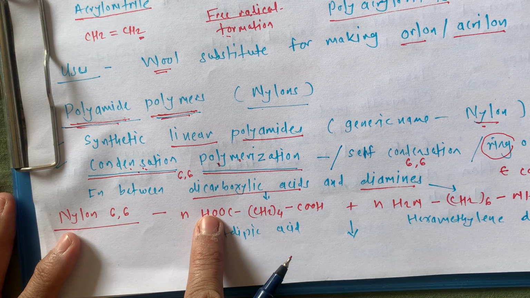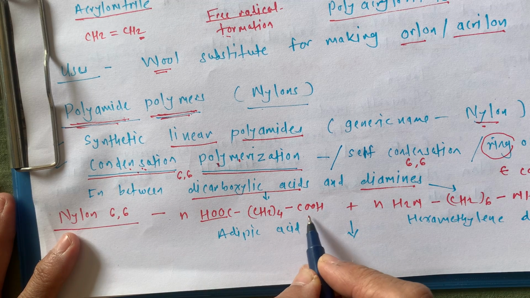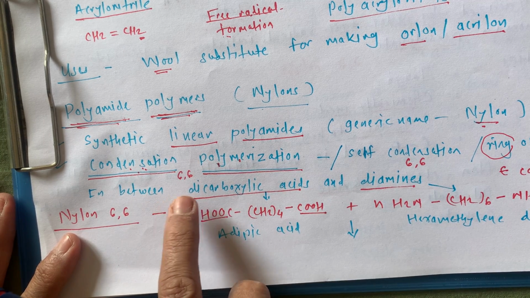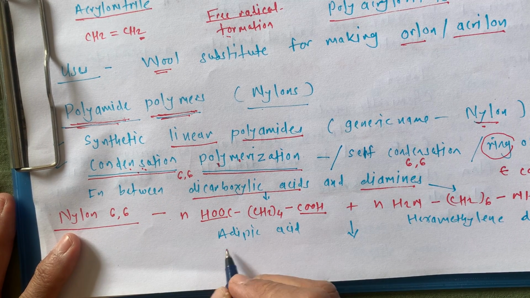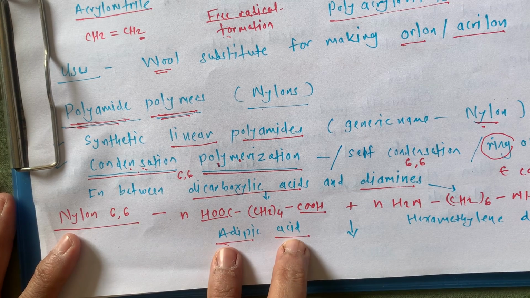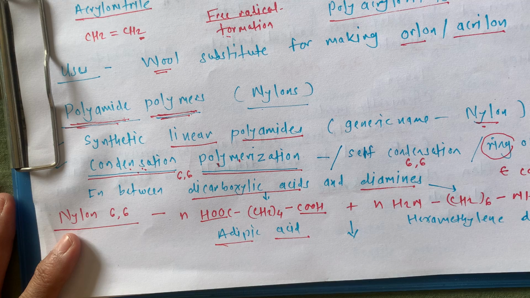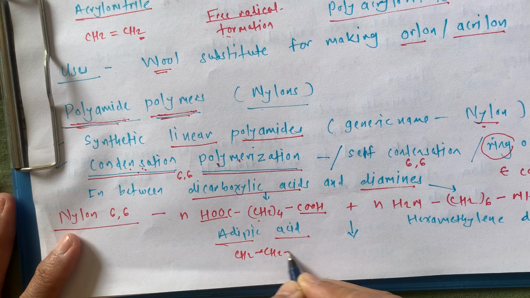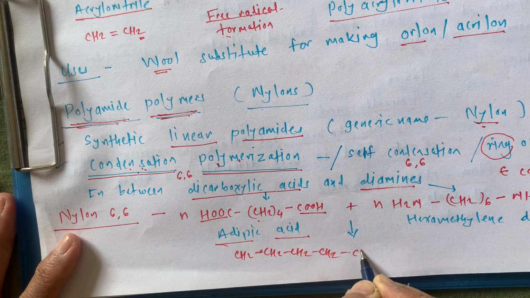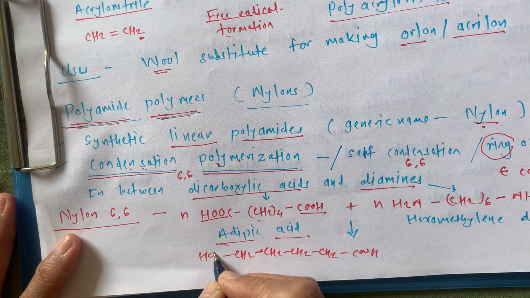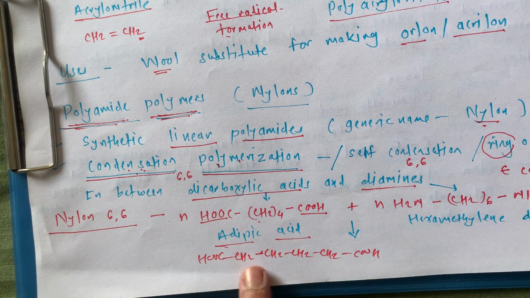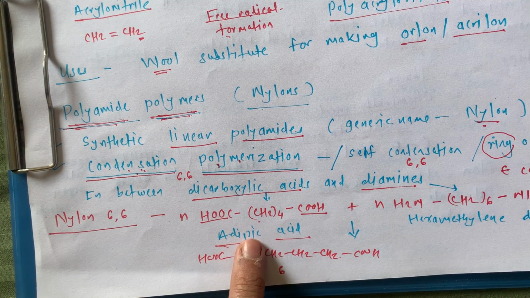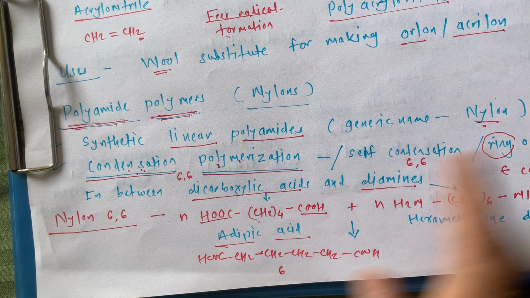This one is the dicarboxylic acid. See, this is one functional group of carboxylic acid, and this is another functional group of carboxylic acid. So this is di, and its name is adipic acid. You have to remember this word, adipic acid. What is this? 4 times CH2 means there is a link of 4 carbons like this, and there is COOH and COOH. So 1 2 3 4 5 6, total carbons are 6, and this structure is known as adipic acid.